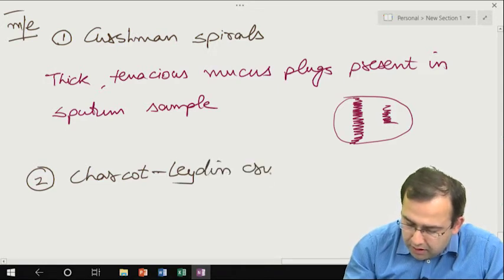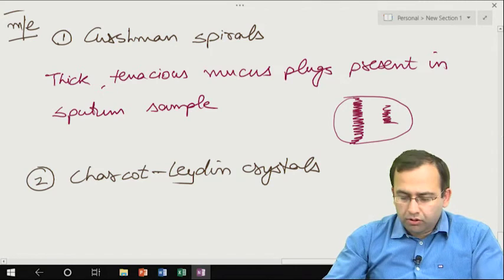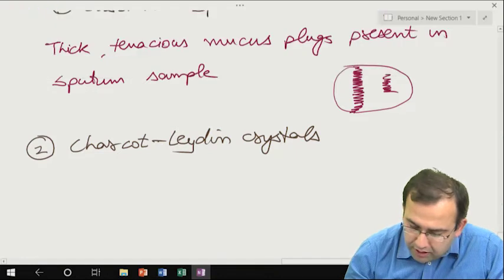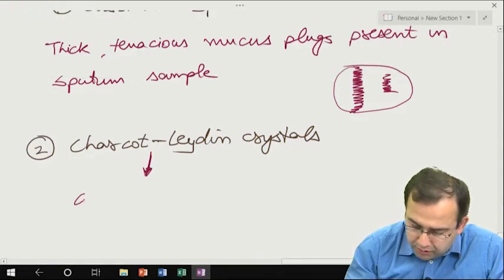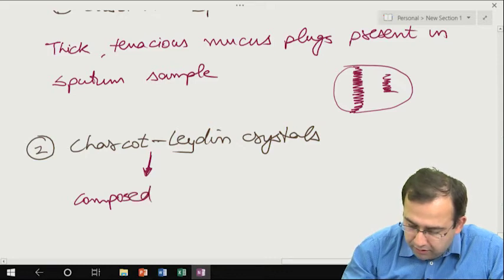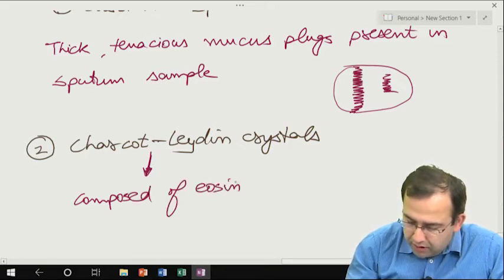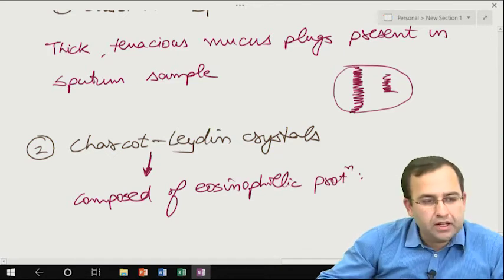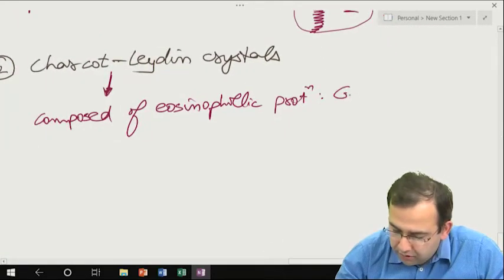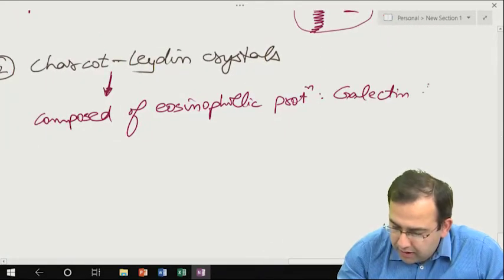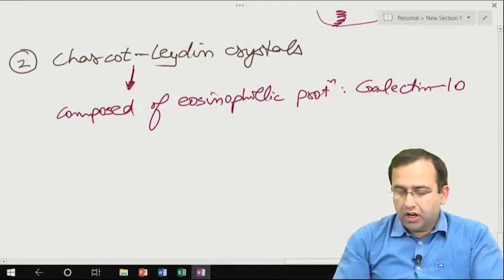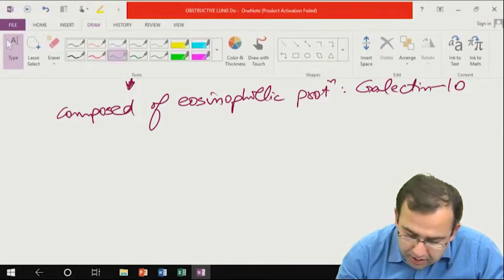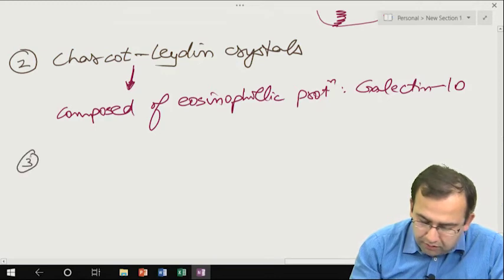Next, the microscopic feature is Charcot-Leyden crystals. These are composed of eosinophilic protein, an eosinophilic protein called galectin 10. Charcot-Leyden crystals.